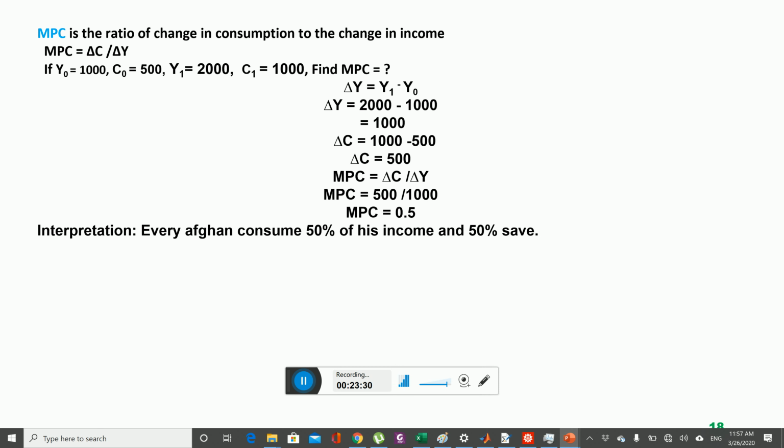Now, as we defined, MPC is the ratio of change in consumption to the change in income, meaning we divide the change in consumption by the change in income. So this is the formula: change in C divided by change in Y, and MPC is equal to 500 divided by 1000, and we calculate 50%, 0.50. The interpretation of this MPC is that every Afghan consumes 50% of his income, and 50% of his income every Afghan is saving, because we calculated the marginal propensity to consume. The rate of consumption of Afghans we calculated is 50%.